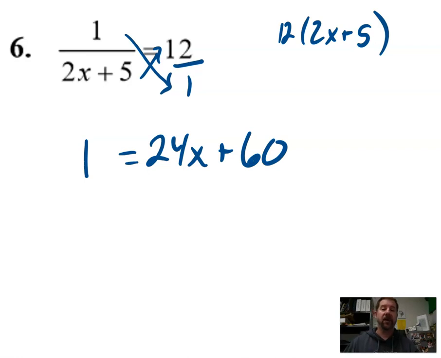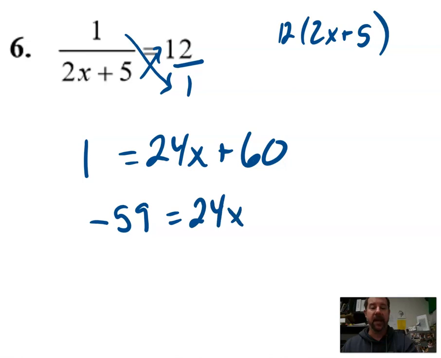All right, now I need to again go ahead and solve for x. So minus 60 from both sides, and I get negative 59 equals 24x.